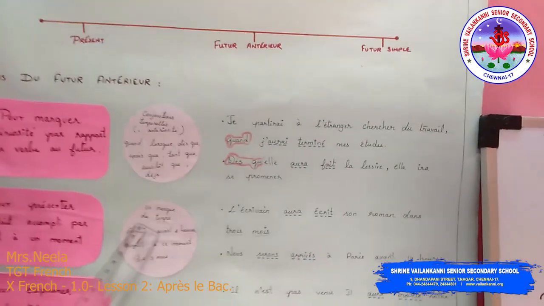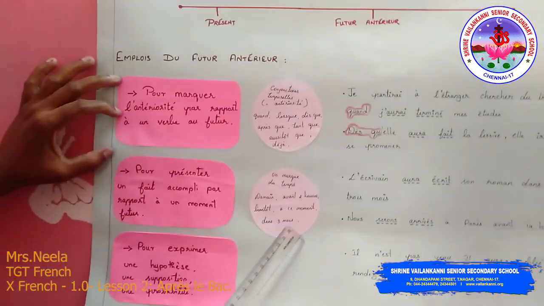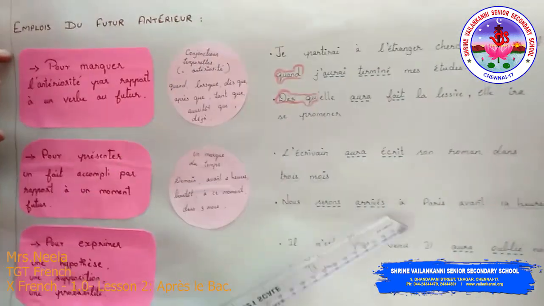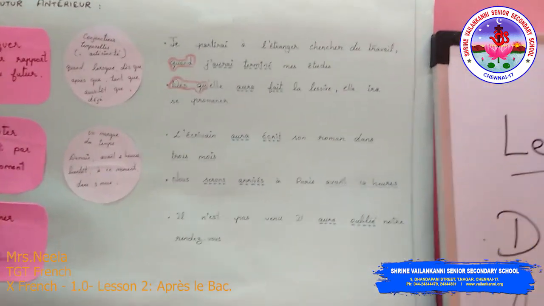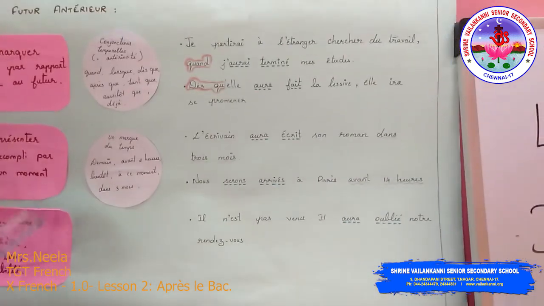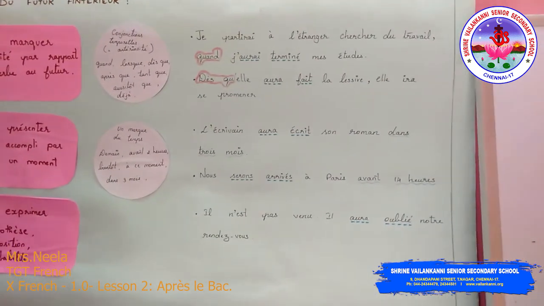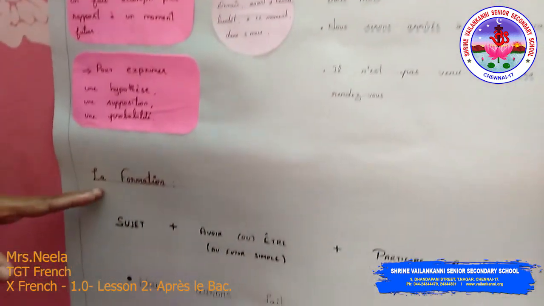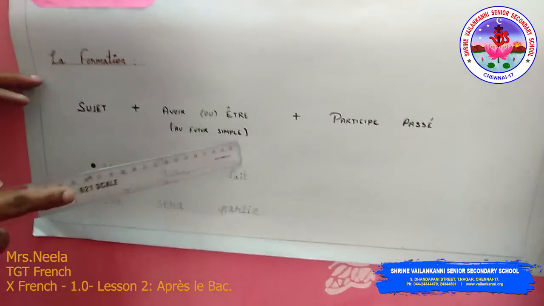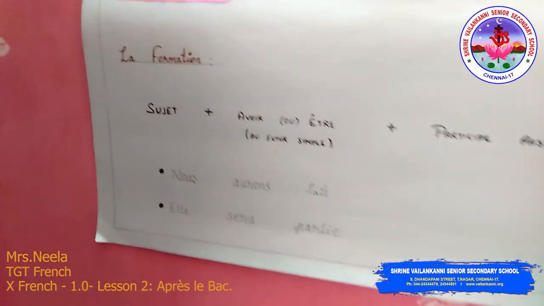And then marque du temps. Whenever you see the marque du temps, you can also place the futur antérieur in a sentence. And then whenever you want to express predictions, you can use the futur antérieur. And formation. Formation is as simple as the passé composé. Only the avoir and être you are going to write in futur simple.